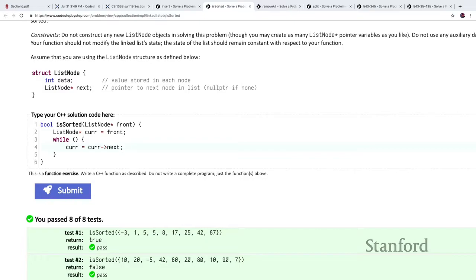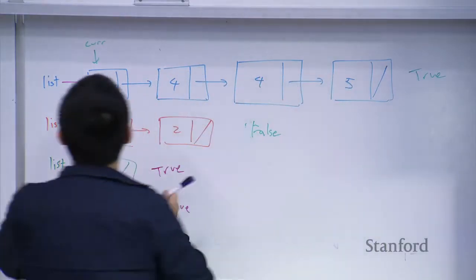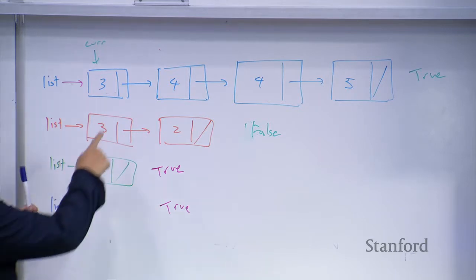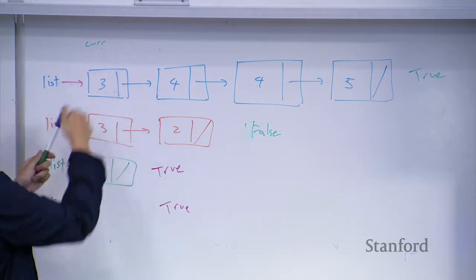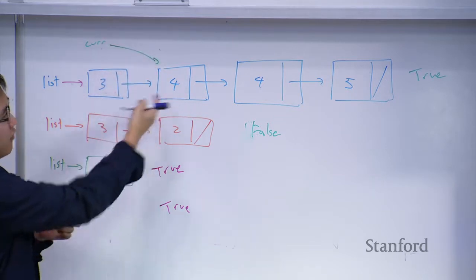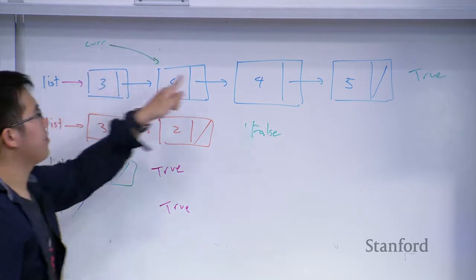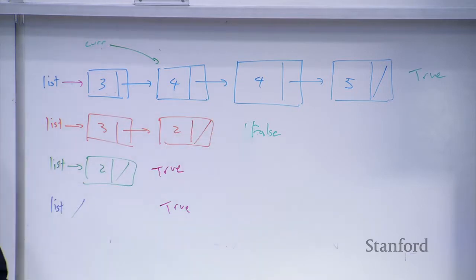Each time we're going to move cur to its cur next. So for example, here, cur is pointing to 3, and cur next is 4. So cur equals cur next. What that does is it sets cur equal to cur next, 4. Okay, and it's going to keep doing that, and it's going to go one down, one by one by one.